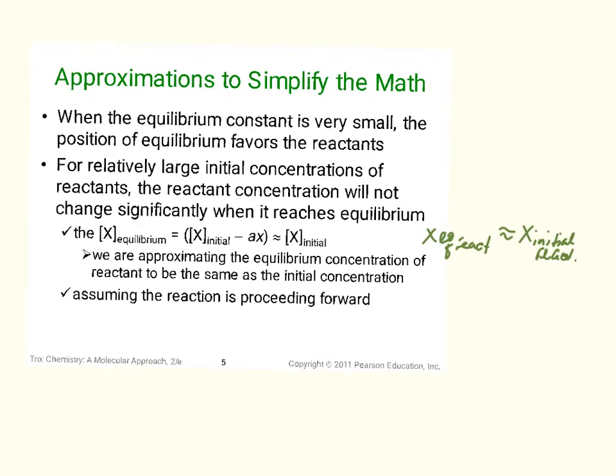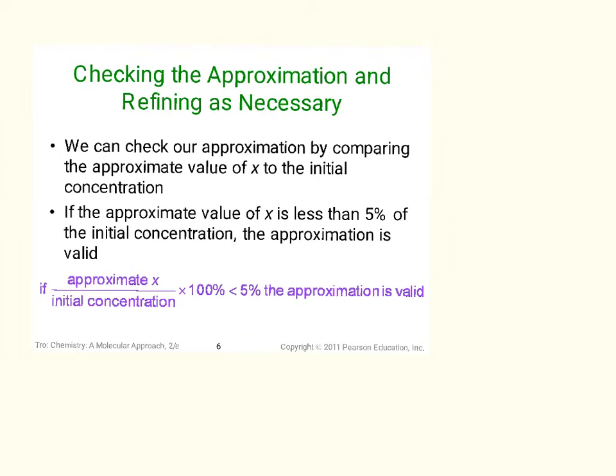One more time, we can make this approximation if the equilibrium constant is very small and initial concentrations are large. Of course, any approximation has to be checked and validated. So the approximation is valid when the value of x is less than 5% of the initial concentration.